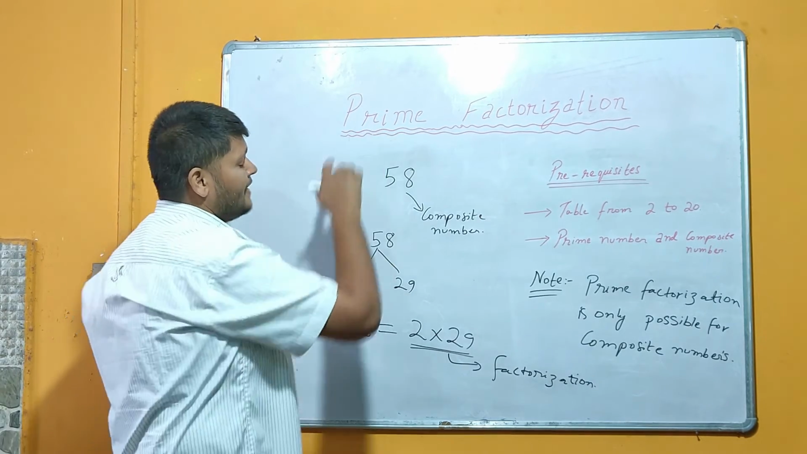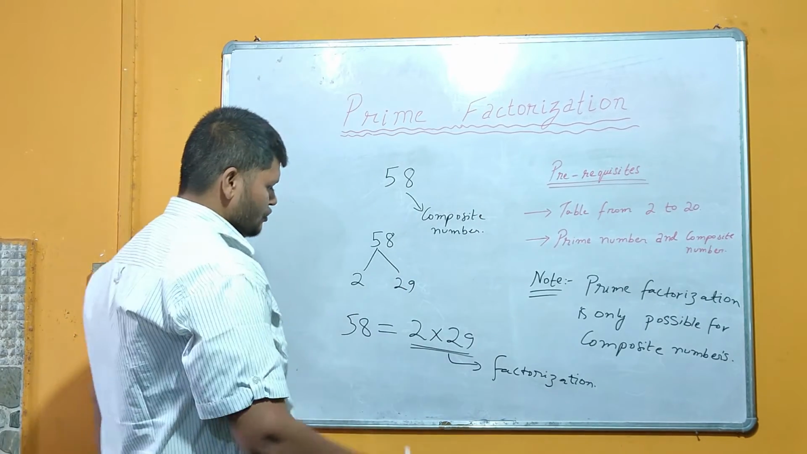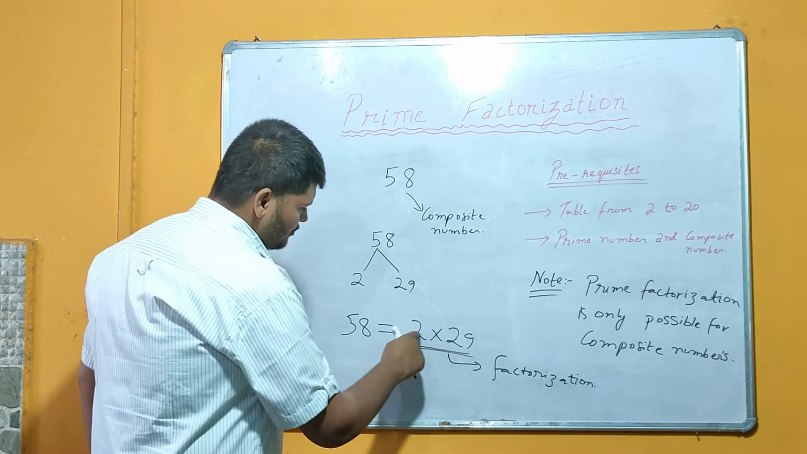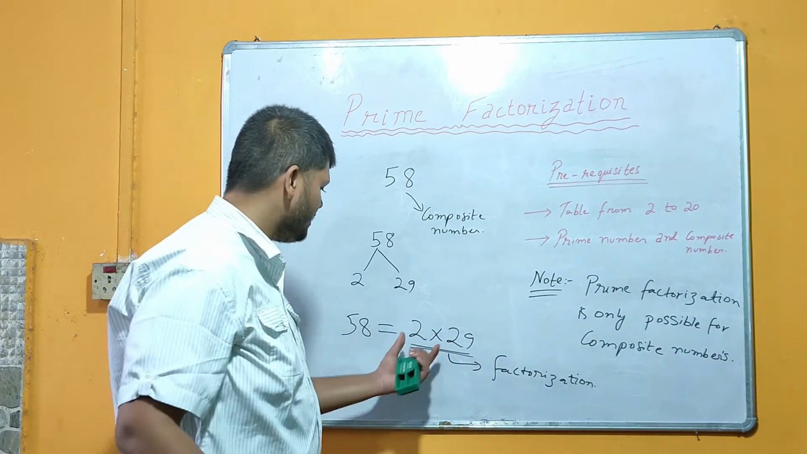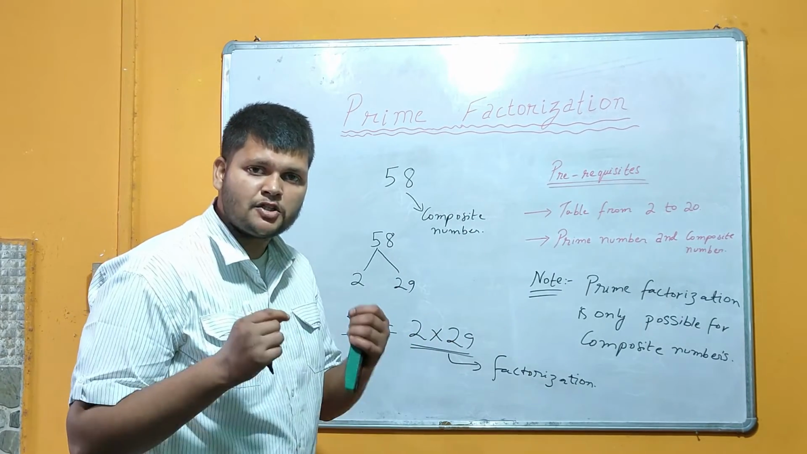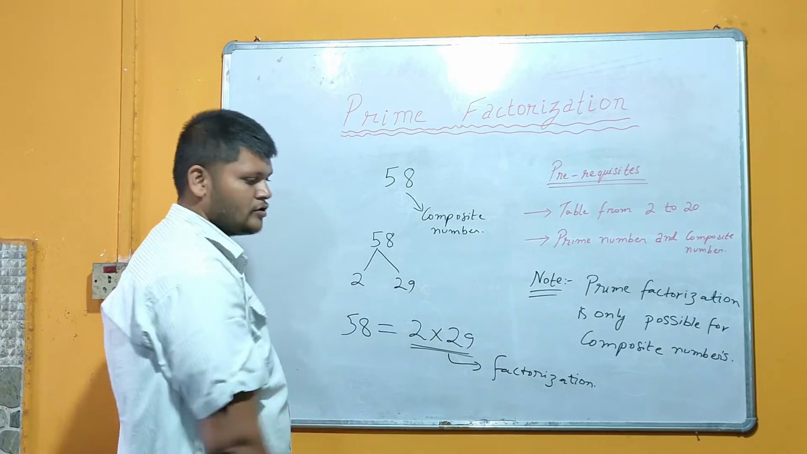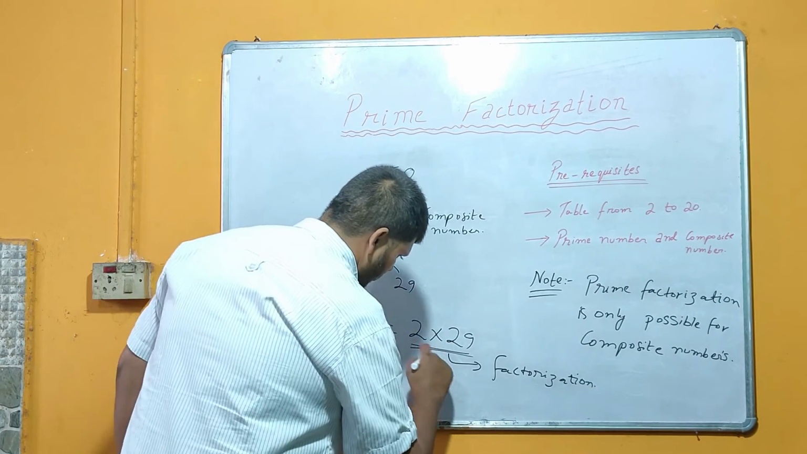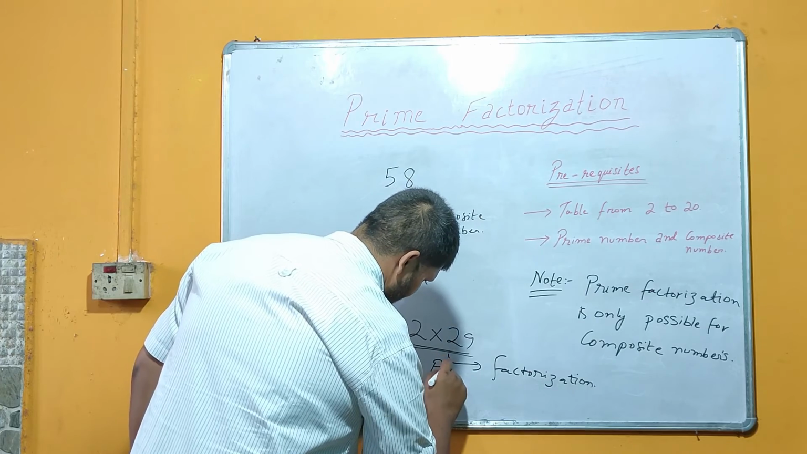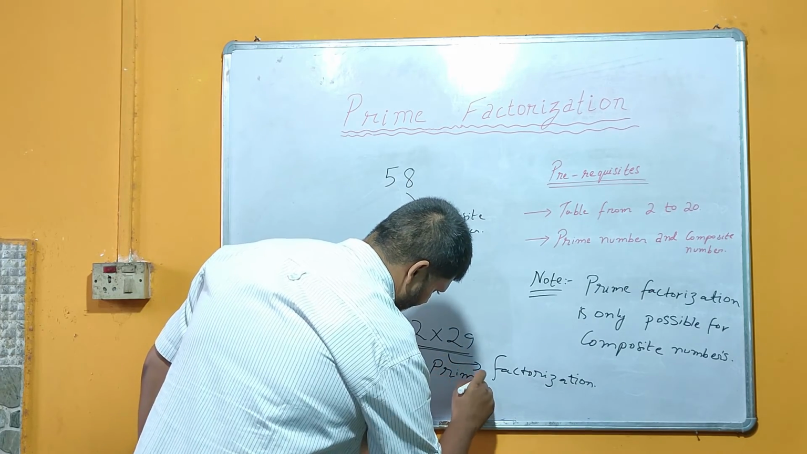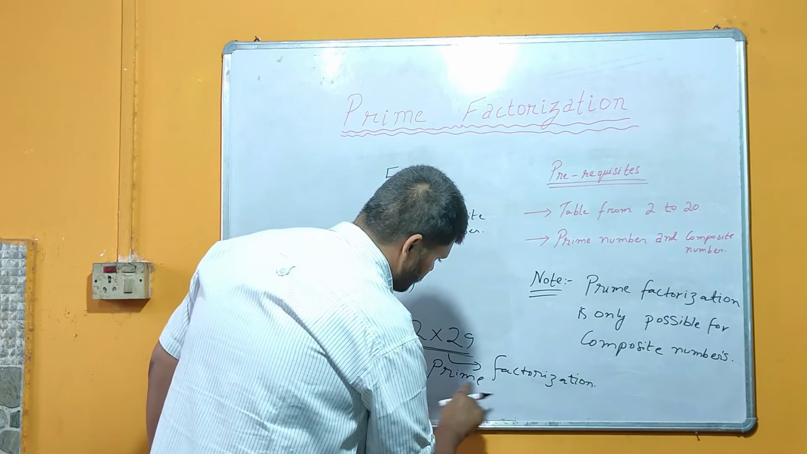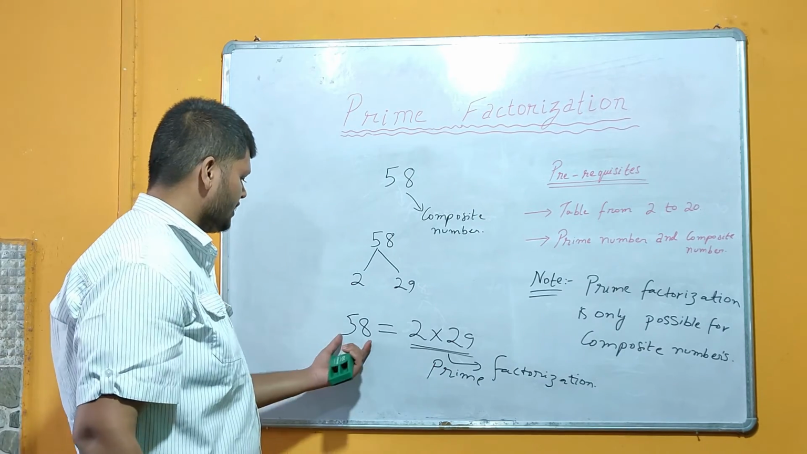But our job is to find the prime factorization. So simply we have to see what we are multiplying over here. Whatever numbers we are multiplying, they must be prime numbers. So 2 is a prime number, 29 is also a prime number. That means both the numbers are prime. So we will write the prefix prime here. So together it comes out to be the prime factorization for the number 58.